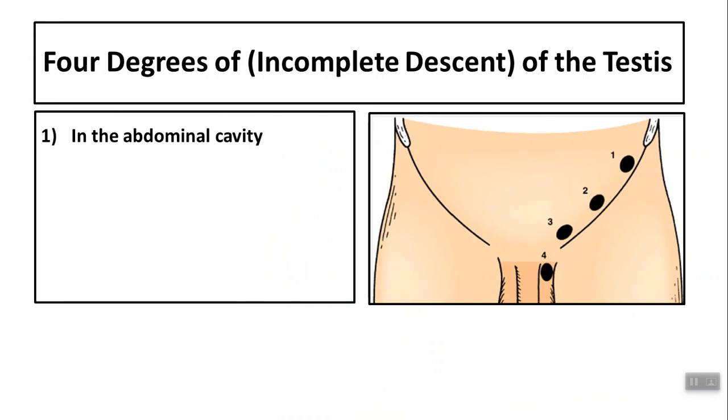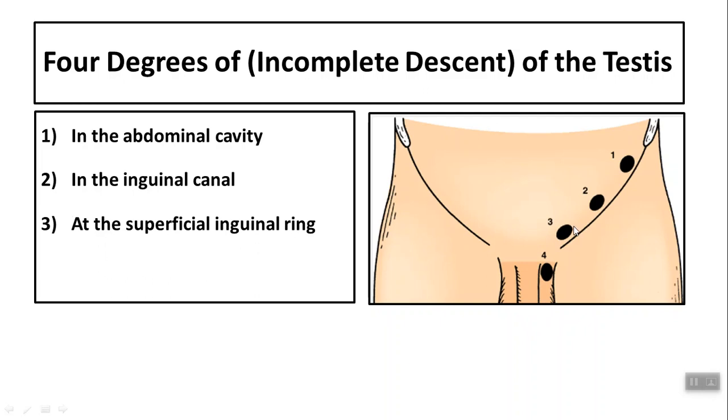Here we have an abnormal condition in which the testis doesn't descend to its normal position in the scrotum. It might be trapped anywhere during its course of descent. We call it incomplete descent, يعني نزول غير كامل للتستس. First of all, number 1 in the abdominal cavity, number 2 in the inguinal canal. Why? Because we said that it passes through the inguinal canal to reach the scrotum, or number 3 in the superficial inguinal ring, or number 4 in the upper part of the scrotum. All these regions are regarded as incomplete descent of the testis.